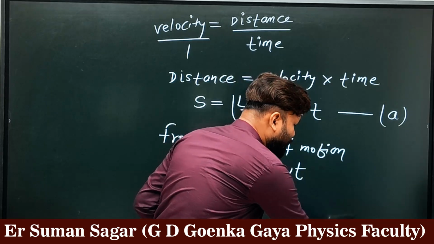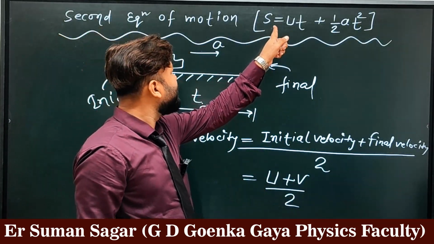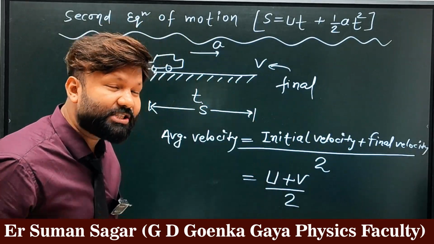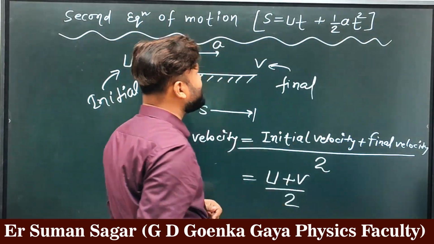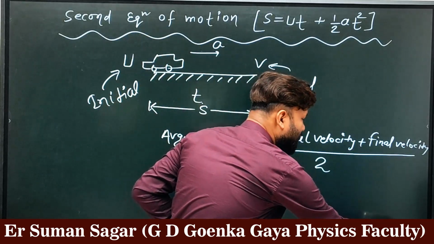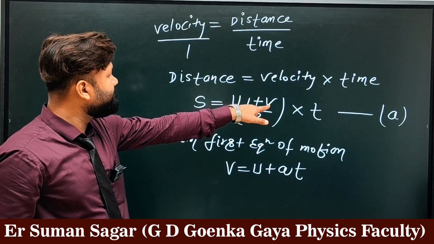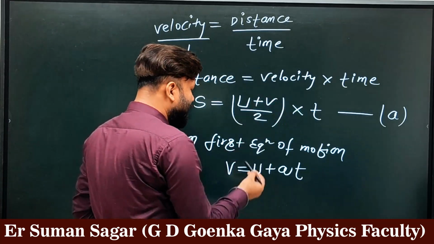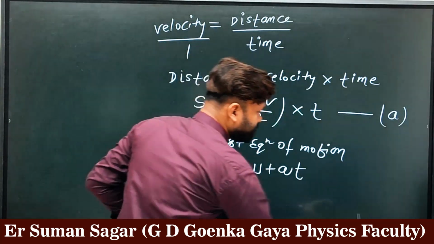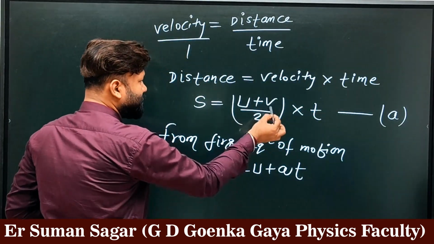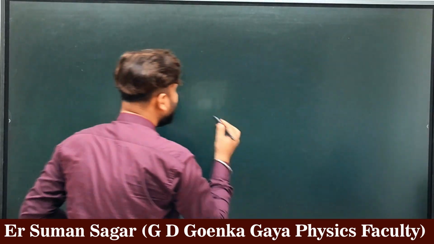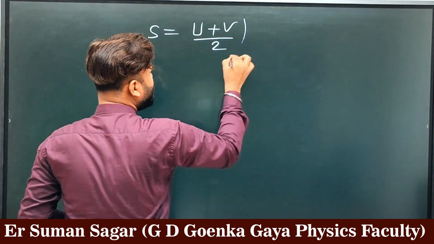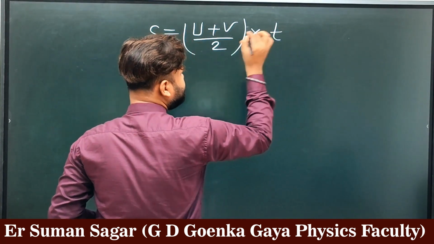One thing I just want to tell you, students, in this equation, s is equal to ut plus half at square. Now you just tell me v is there. If I ask you, you will say no sir, final velocity v is not in this equation. So our motive is to remove this v to find s is equal to ut plus half at square. So in place of v, we will put the value of u plus at. So s is equal to u plus v by 2 multiply time.